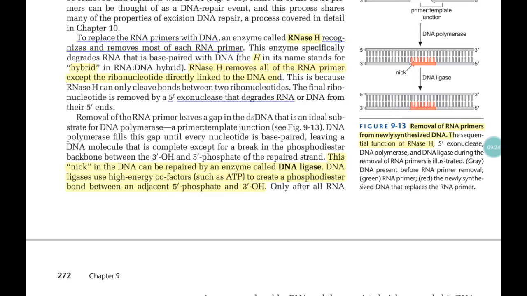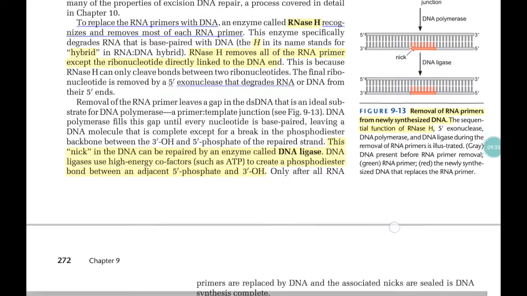The nick in the DNA can be repaired by an enzyme called DNA ligase. The DNA ligase uses high-energy cofactors such as ATP to create the phosphodiester bond between the adjacent 5' phosphate and 3' hydroxyl group.